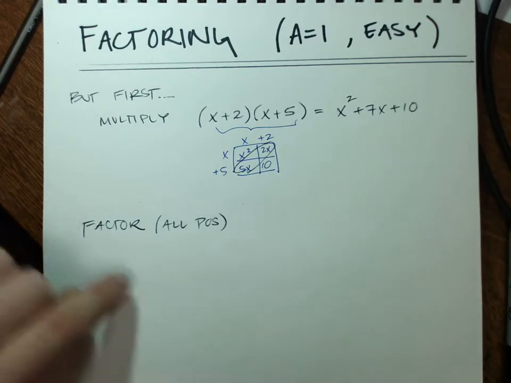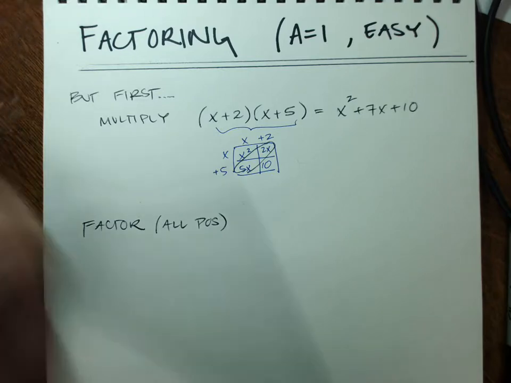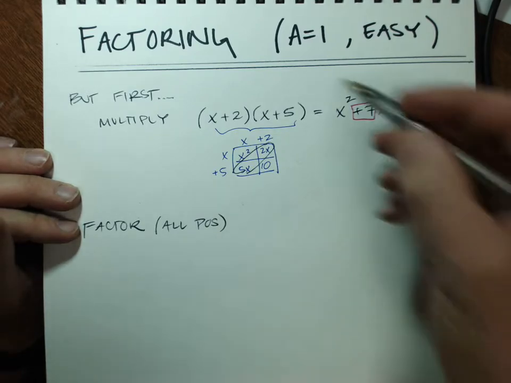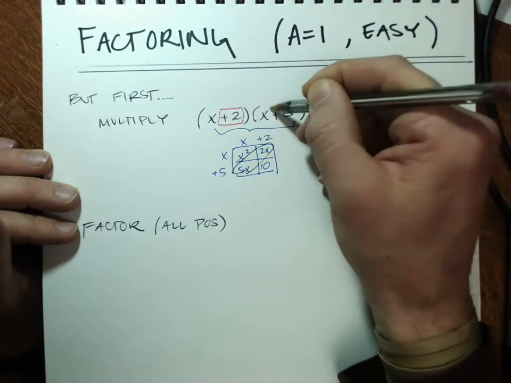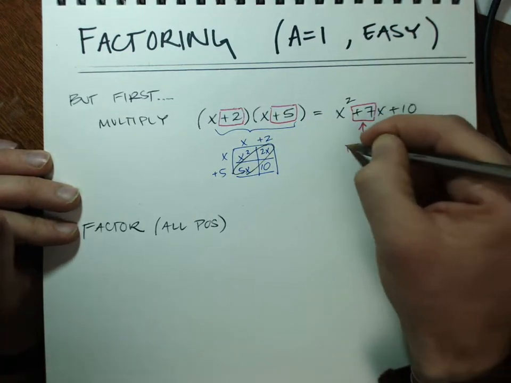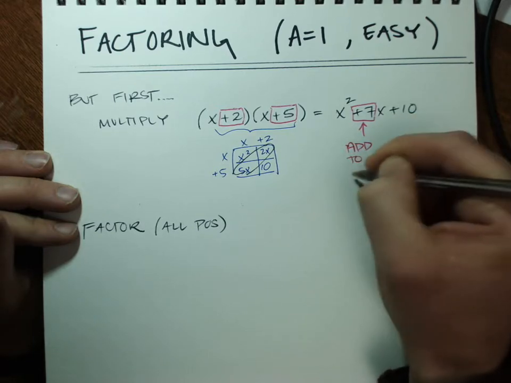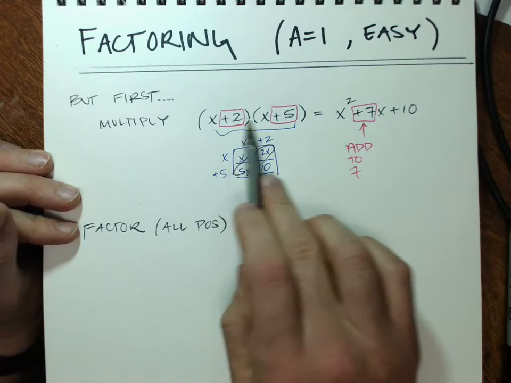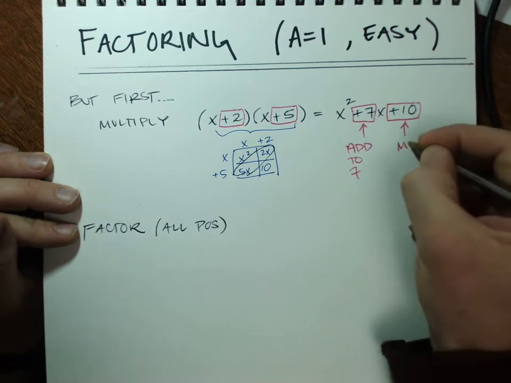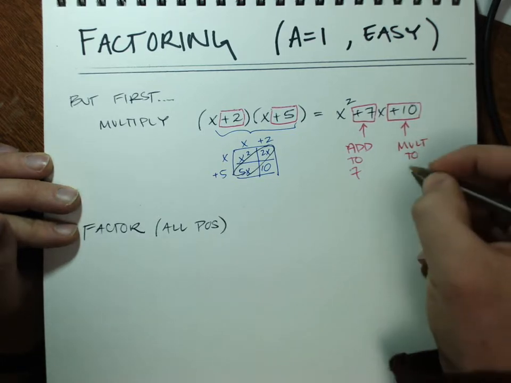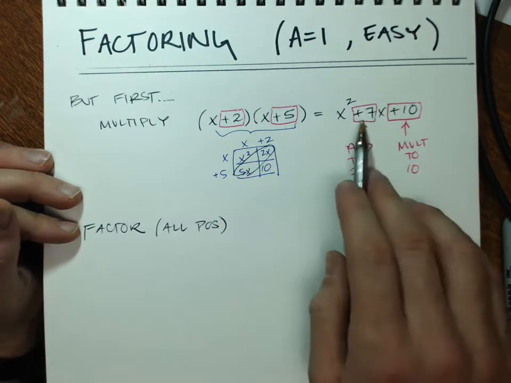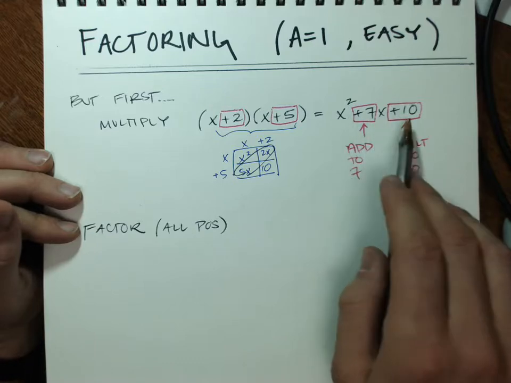And there's a pattern here we can use to factor, which is to reverse this process. Notice here that this number in front of the x is the sum of those two numbers. So it adds. These two, the 2 and the 5, they add to 7. And then they multiply to make this last number. So we're going to use that concept to figure out what these values are if we start with the simplified version here in general form.